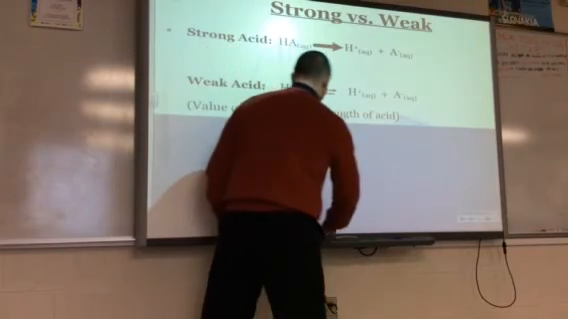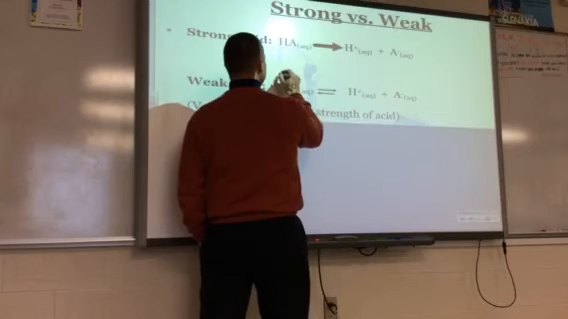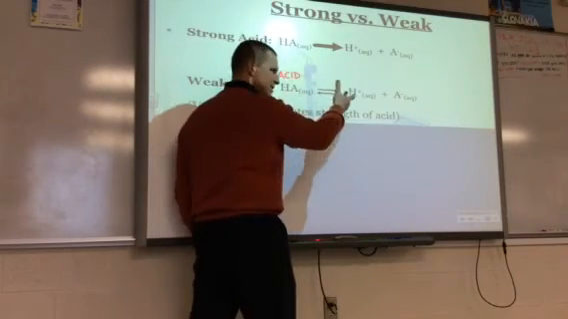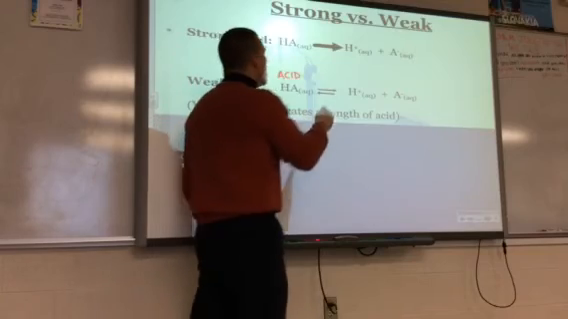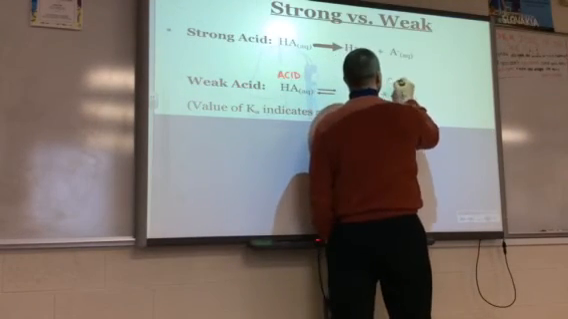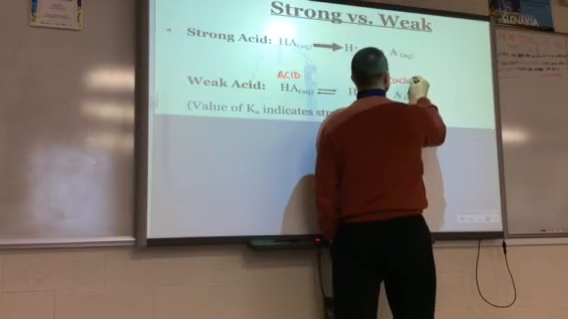Now, a couple of terms. HA would be considered an acid. It's something that has a hydrogen ion. You can see it's dissociating and releasing the hydrogen. When the hydrogen leaves, we're left with A-. A- is called the conjugate base.